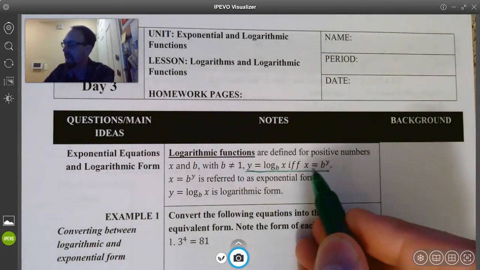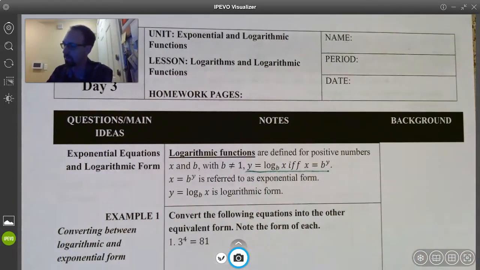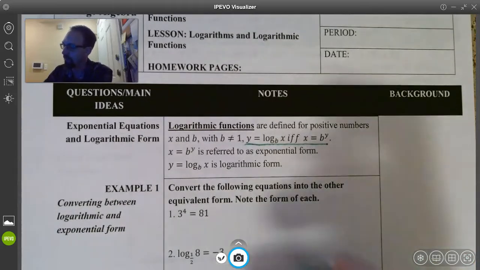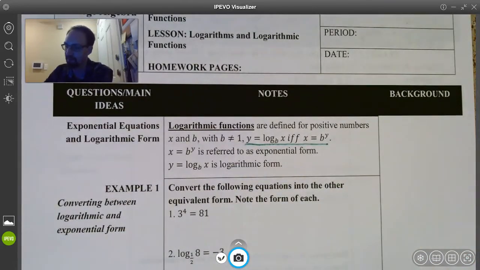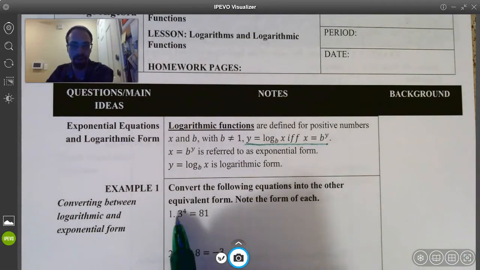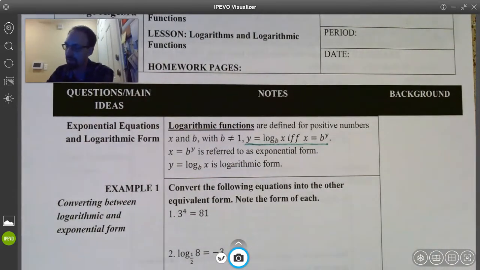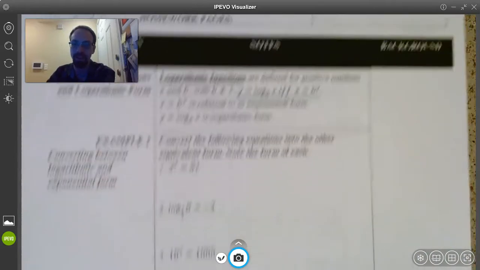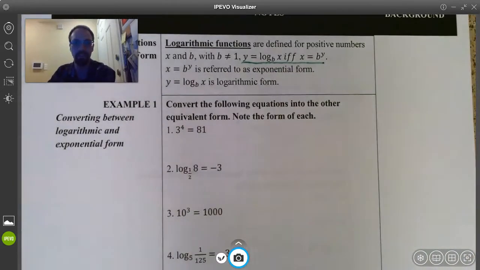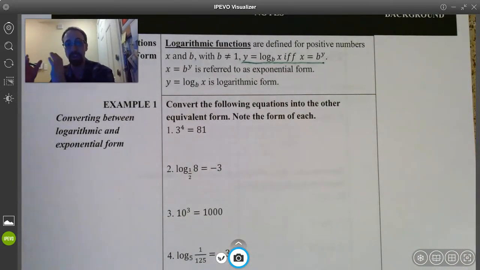So if you say b to the y power equals x, then log base b of x is equal to y. So here is an example asking you to convert between the two different forms. Pause the video now, and using this as a guideline or example, try to convert these. You could use the background space off to the sides just to see if you have the idea of the conversion going back and forth.